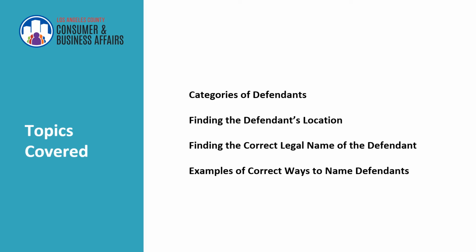When naming the plaintiff or the defendant, the entity type is part of the legal name and must be included in the party's name. It is very important to remember that the party who won the lawsuit may not be able to collect the judgment if the opposing party's name is inaccurate or incomplete. Examples of how to name parties to a lawsuit will be presented in the last part of this video.